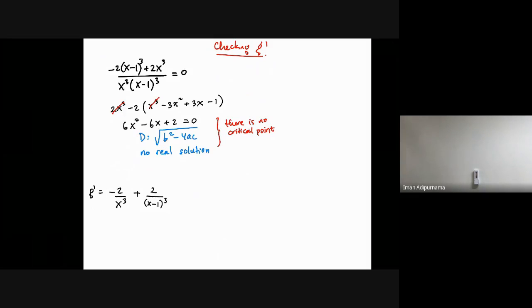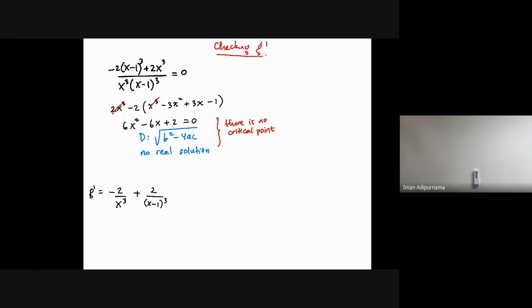We can try any number, but then we will get lost, right? Usually we get critical points, we check before and after the critical point, right? But we don't have a critical point. What should we do now? But we still need to check g prime. We need to check whether the function is increasing or decreasing. How do we check g prime?